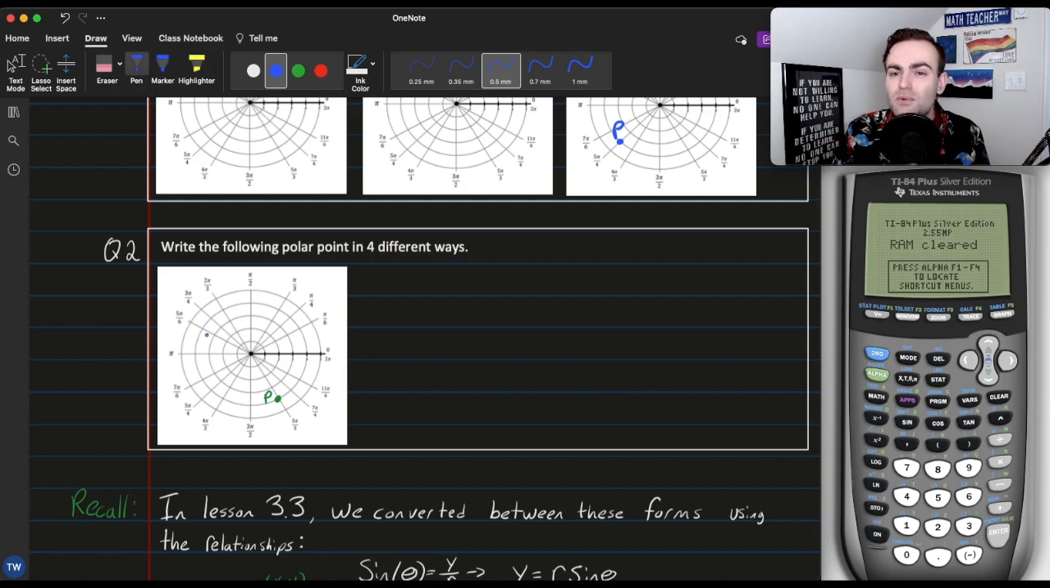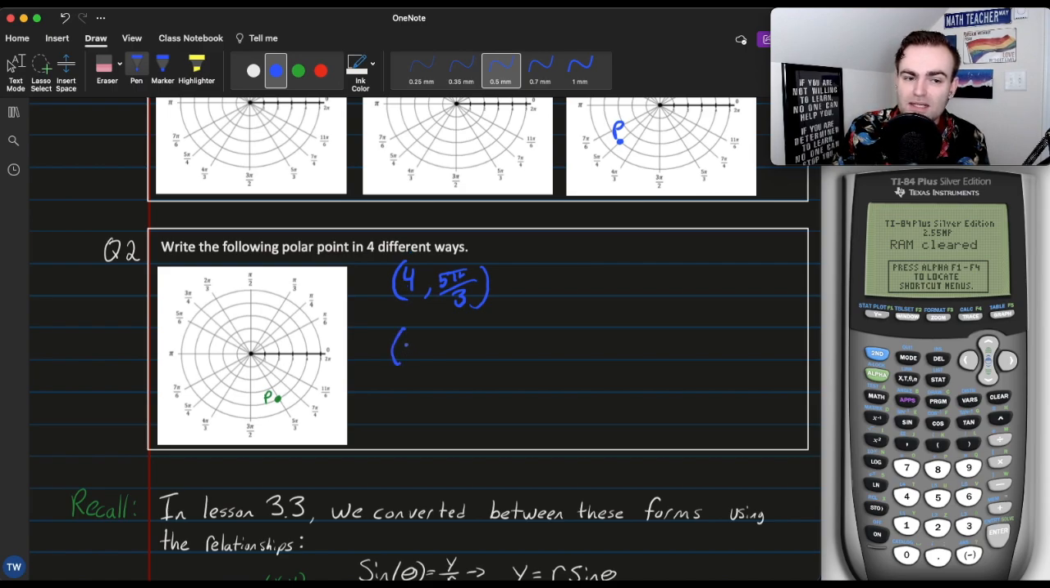So let's keep it simple first, and let's look at the positive, positive case, right? So I can see clearly that the angle is 5 pi over 3, and the radius is 1, 2, 3, 4. So this is going to be positive 4, 5 pi over 3. Not bad. Let's make the radius negative.